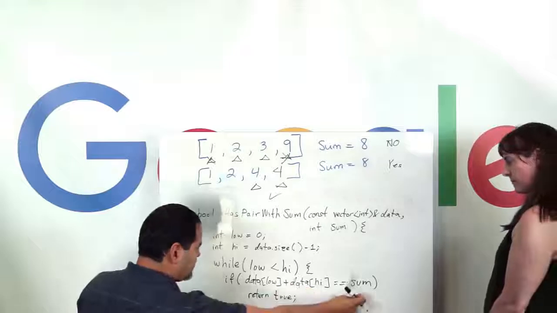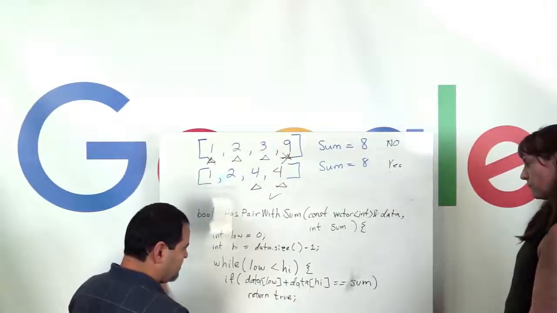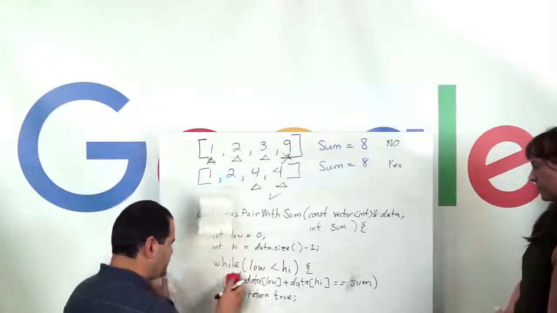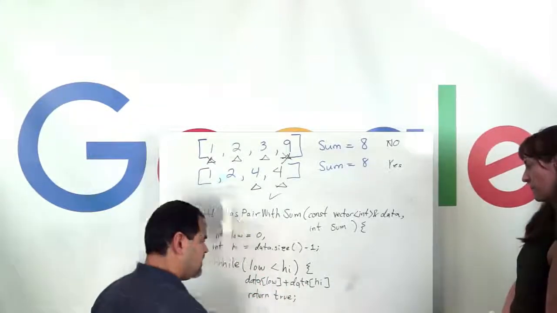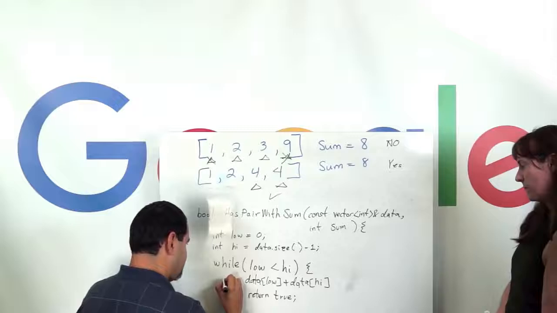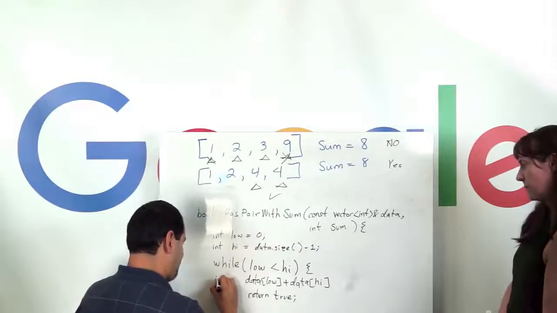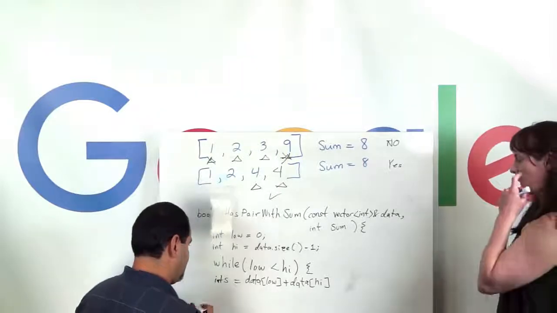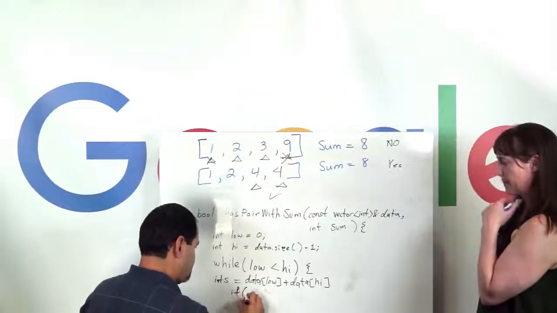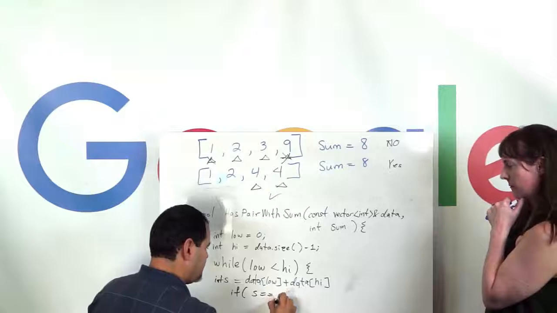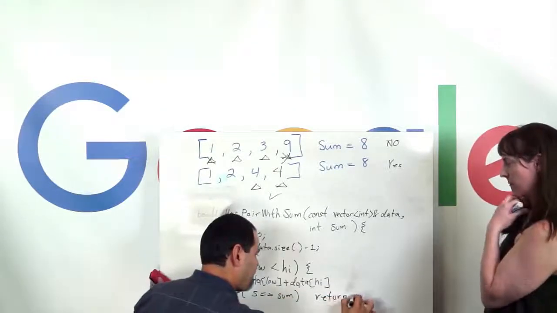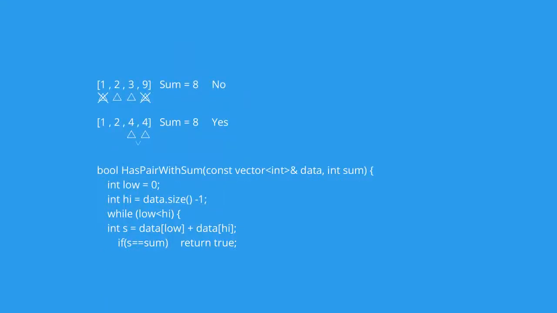If this is larger than the sum and this is lower than the sum, I think I'm better off than just doing it 3 times. I'm just going to store it in a variable, which is my s, and then say if s is my sum, then return true. Okay, I'm going to stop you right there.